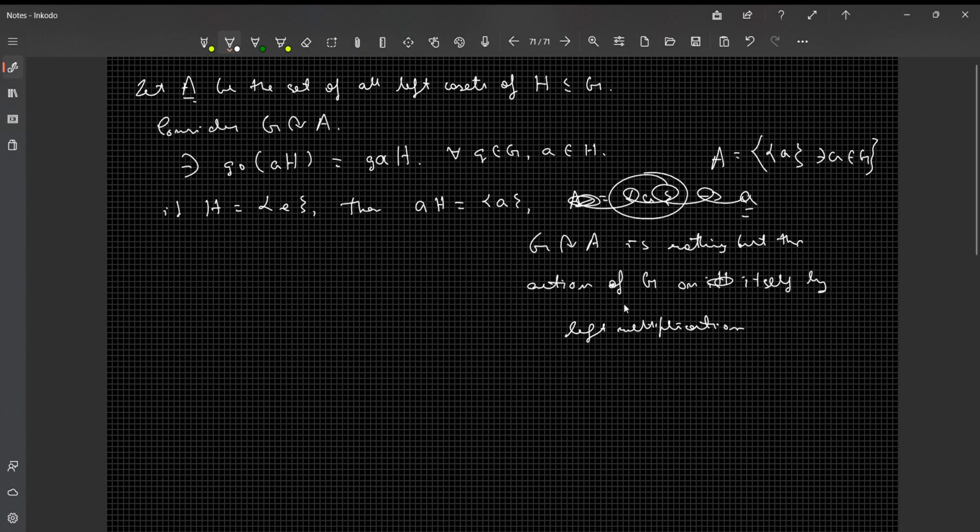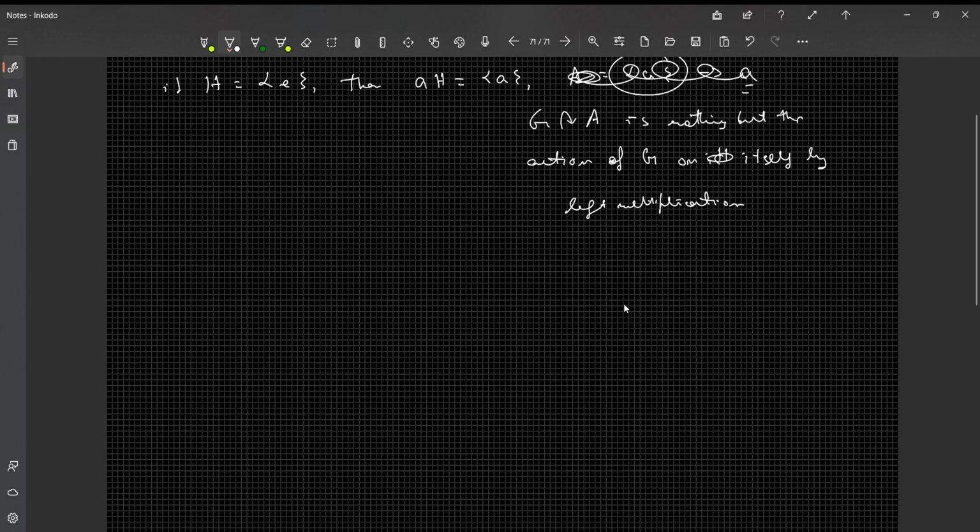Okay. Now this is very trivial to notice. So now suppose H is a subgroup of G and the index of H in G is n. Okay, n is a finite number. Then obviously the elements of A can be listed as say a1H, a2H, and so on till anH.